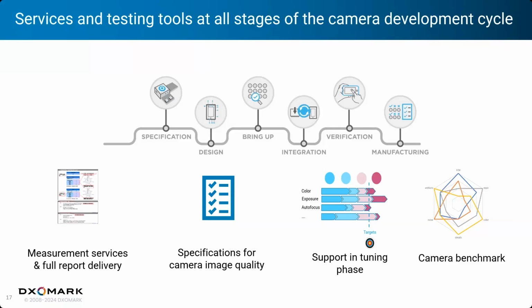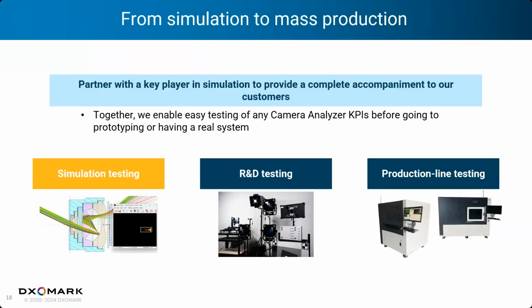So this brings us to the next point. Please, next slide. So initially, we started with testing in the lab, so the R&D testing, and we expanded to production line testing. So from the lab to the manufacturing. And now what we're doing is that we're expanding with the partnership with Ansys into the simulation part. So integrating all the simulation, the very first part of the camera designs. And so, Etienne, if you want to go next.